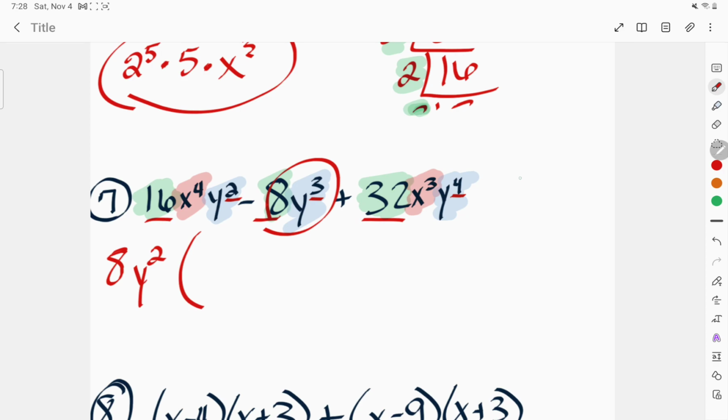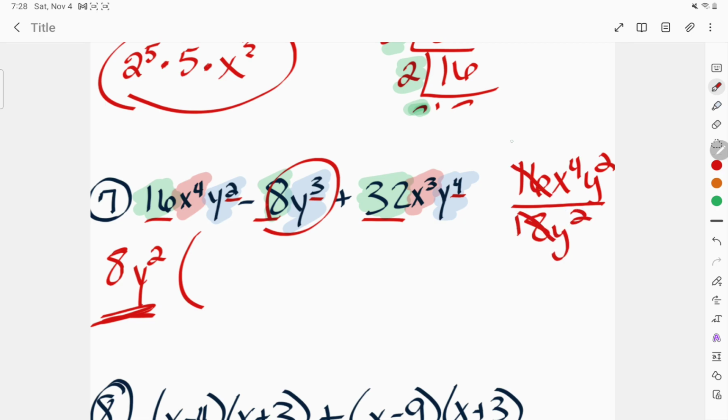And then the first, so what we're doing is 16 x to the fourth y squared divided by what we're factoring out, which is 8y squared. So 8 goes into 8 one time, 8 goes into 16 two times. The x to the fourth remains the same. And then y squared and y squared cancel. So that leaves me with 2x to the fourth. Okay, so I'm done with my first one.